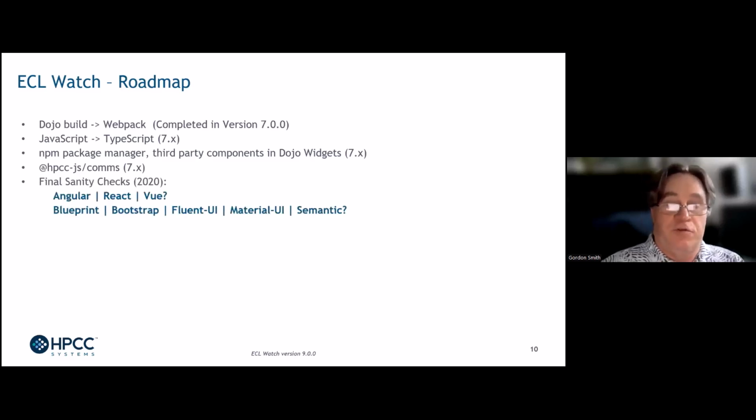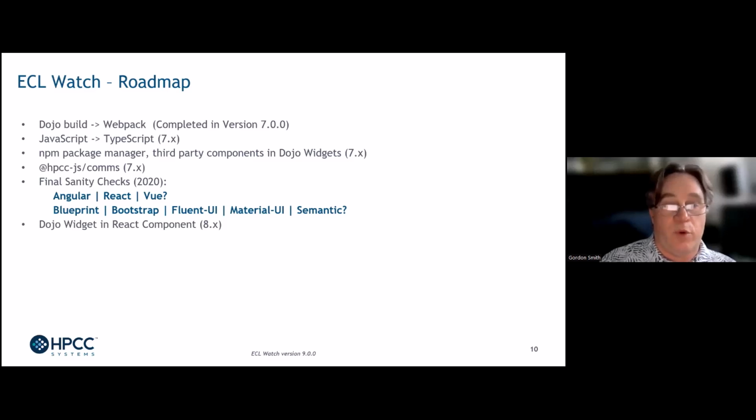We started to move our communications layer out to the HPCC JS comms layer, which is a JavaScript library to help calling the ESP functions. And it's a common API that is not just used by ECL Watch, but is also used by the ECL Extension in VS Code. So having a common API library is quite useful in that scenario.